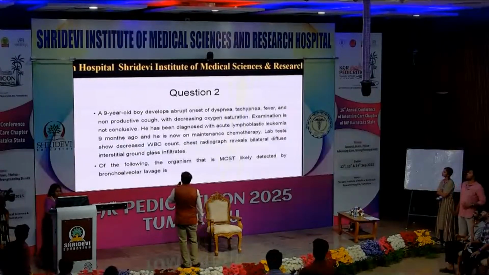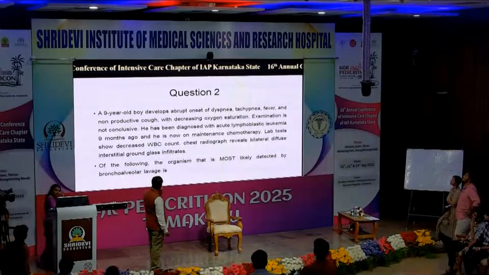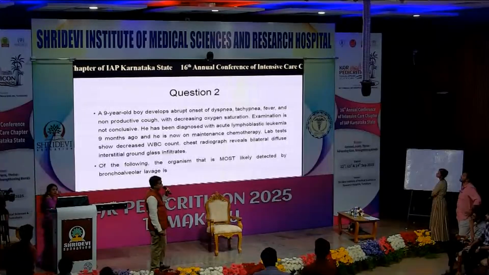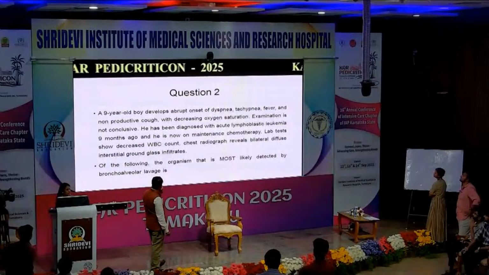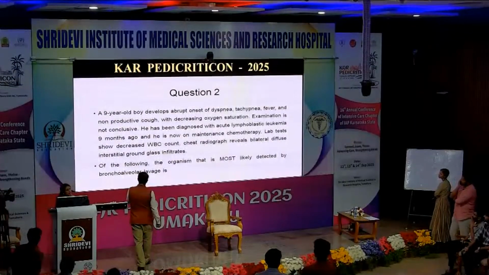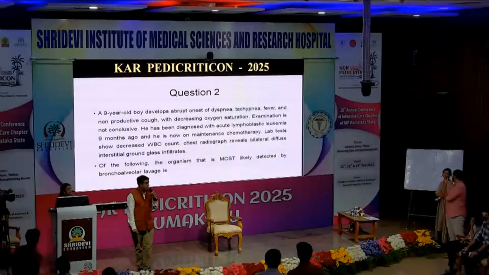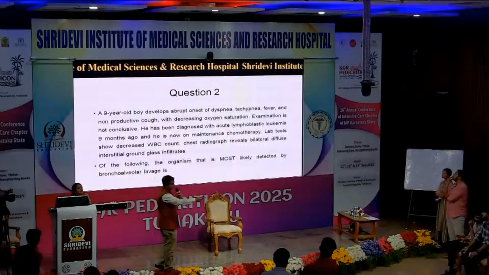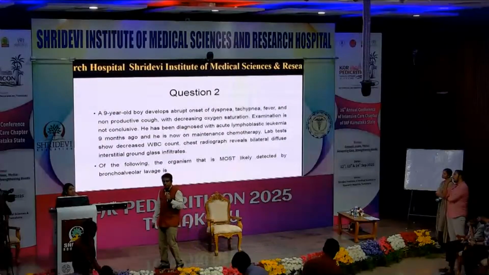Question 2: a 9-year-old boy develops abrupt onset dyspnea, tachypnea, fever, and non-productive cough with decreasing oxygen saturation. Examination is not conclusive. He was diagnosed with ALL 9 months ago and is now on maintenance chemotherapy. Lab tests showed decreased WBC count. Chest X-ray reveals bilateral diffuse interstitial ground glass infiltrates. Of the following, the organism most likely to be detected by BAL is, which is the most common organism you would expect in BAL? Your time starts now. Candidiasis. Okay, others can write.